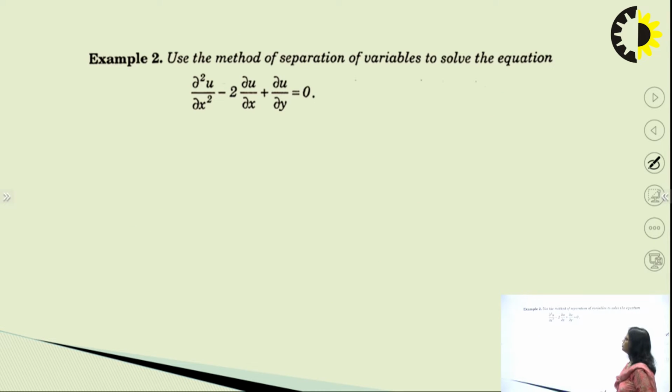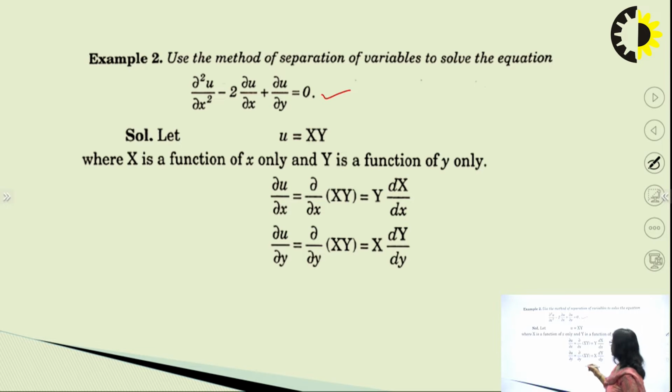Now let us consider one more example for solving another equation, that is del 2u by del x square minus 2 del u by del x plus del u by del y equal to 0. Now it has a second order derivative involved in it. So how to proceed? Let me consider again u as a function of two variables. This time the independent variables are x and y. So since the independent variables are x and y, u is considered as a function of small x and small y. So this capital Y is a function of y only, and this capital X is a function of x only.